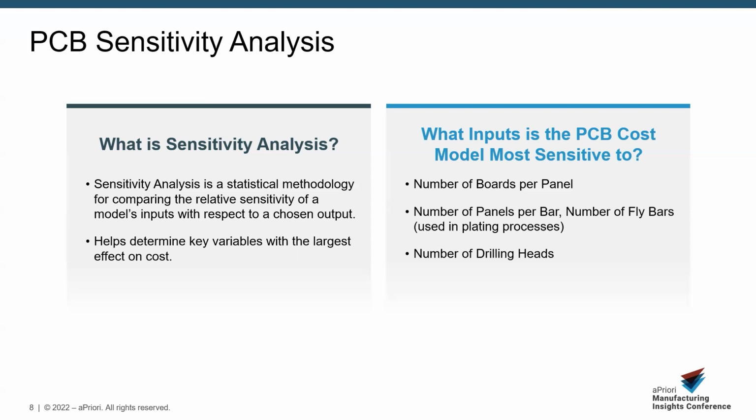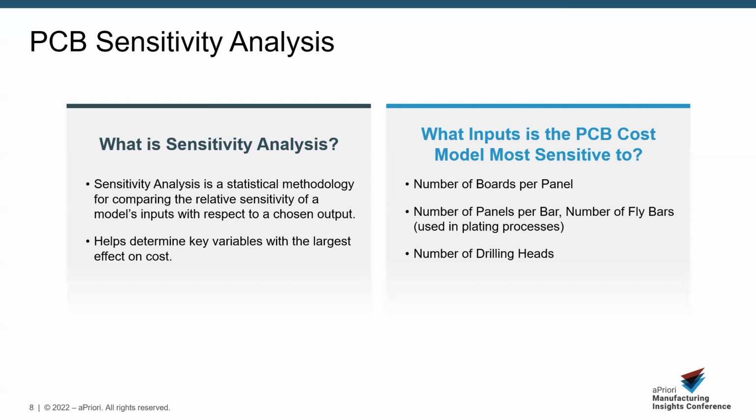So for PCB, we found it is most sensitive to the number of boards per panel. You'll see that this variable, number of boards per panel, is used all over the PCB cost model because the more boards in a panel, the more the cost of most operations is spread over that panel and reduced per board. Furthermore, many machines that are involved in PCB processing can fit multiple panels. So the number of panels that can be processed in a given operation is also significant.